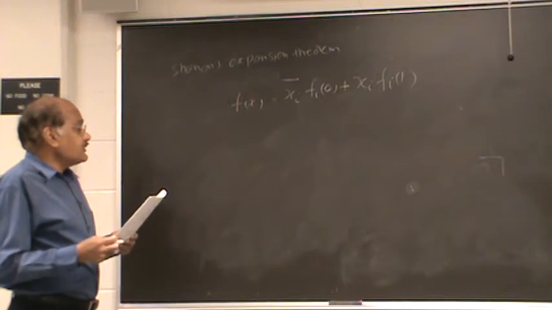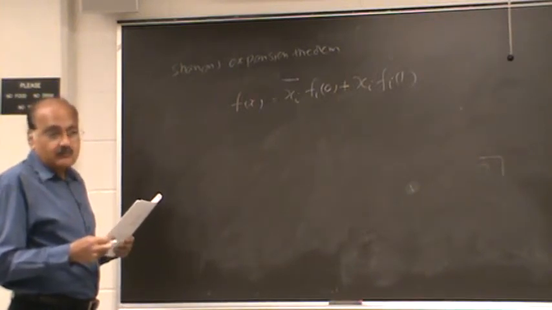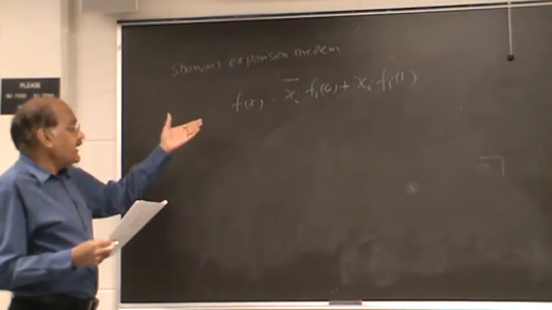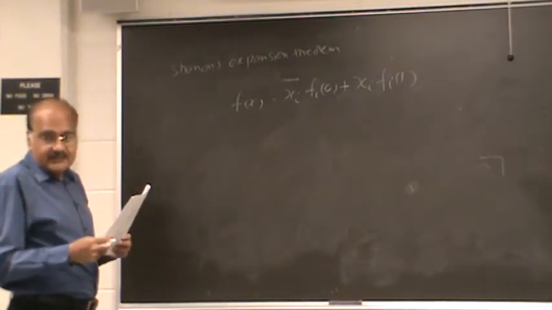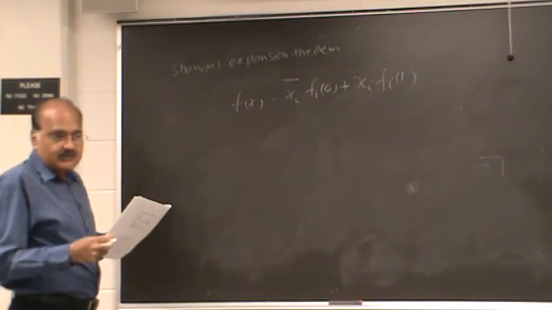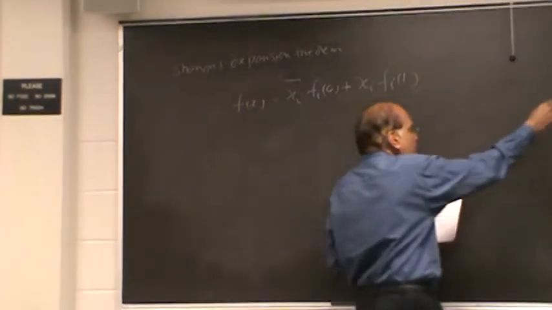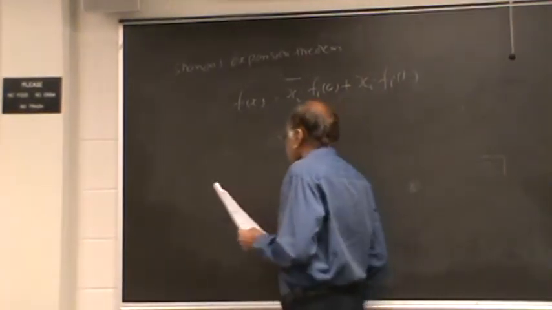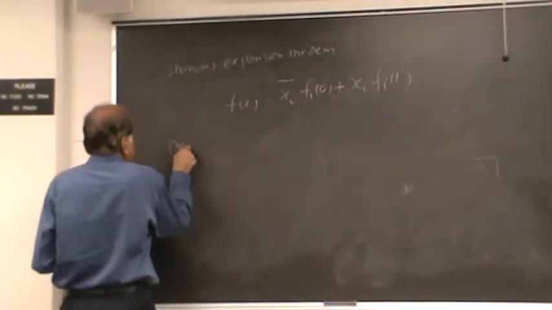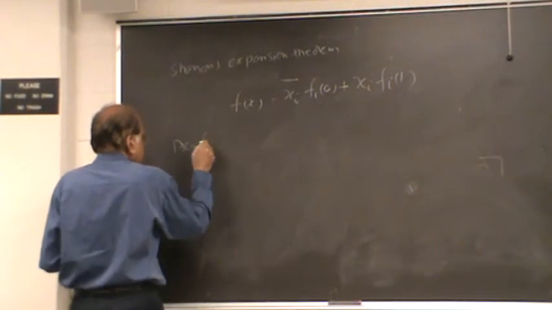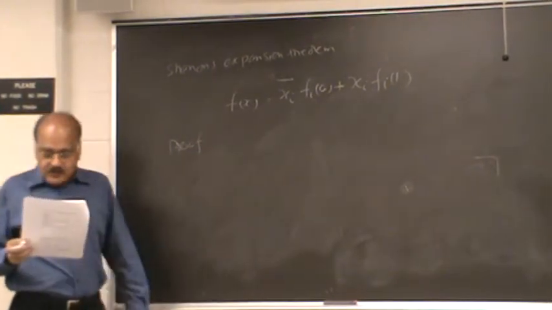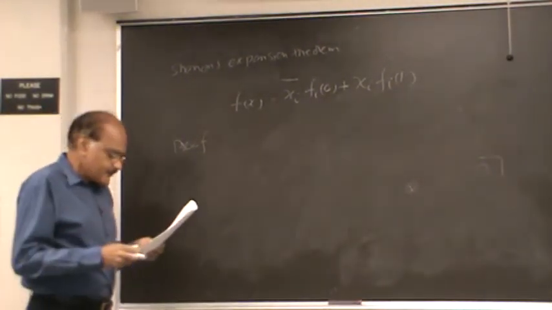So this basically says that you can split any Boolean function into two parts, and in this way you can easily verify that this is correct. We will not prove it, but we will just use it. And here's the proof of this theorem. So let's look at the proof for this theorem.